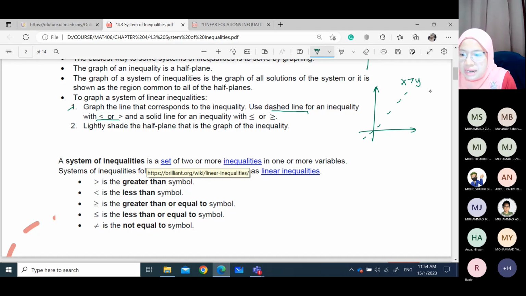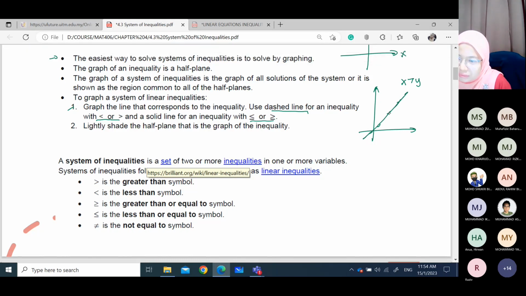Okay, so we use dash line. Alright. So untuk inequality with less than or equal or greater than or equal, yang ada equal ni kita guna line yang biasalah without dotted. Yang macam ni. Yang ini adalah x greater than or equal to y.